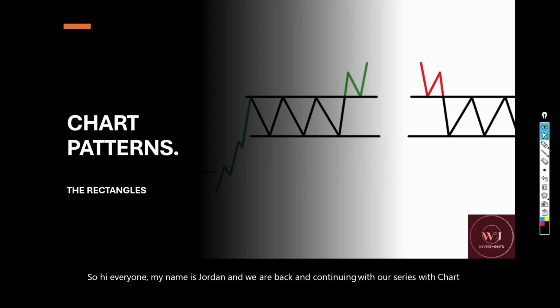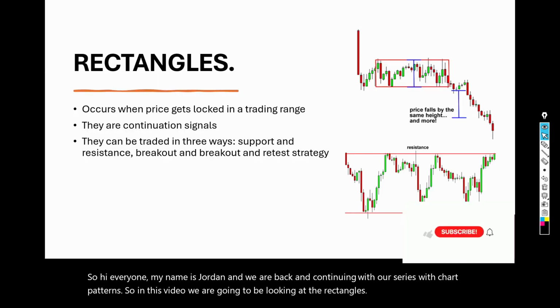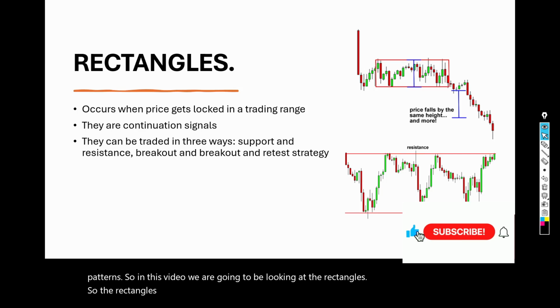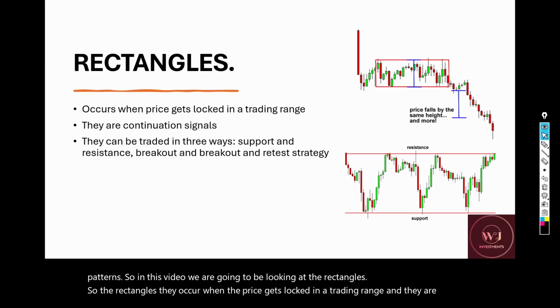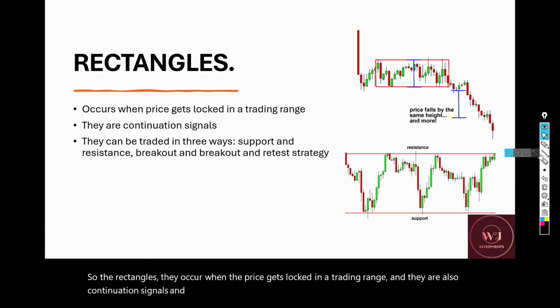In this video we are going to be looking at the rectangles. Rectangles occur when the price gets locked in a trading range, and they are also continuation signals. They look like what you're seeing on the screen right here.